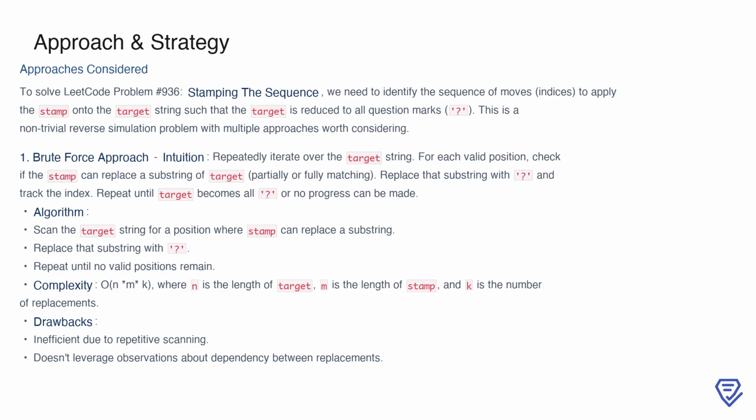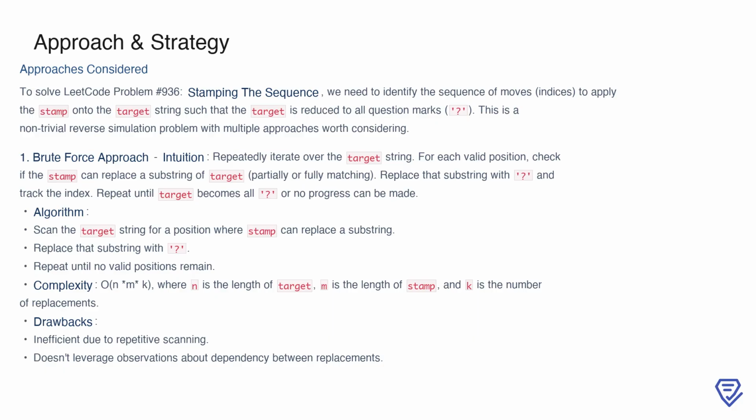Here, we iterate over the target string, looking for valid positions where the stamp can be applied. At each valid position, we replace the corresponding substring with question marks and record the index of that operation. This process continues until either the target string is fully transformed into question marks or no further progress can be made. While simple, this method is computationally expensive, as it involves repeatedly scanning the target string.